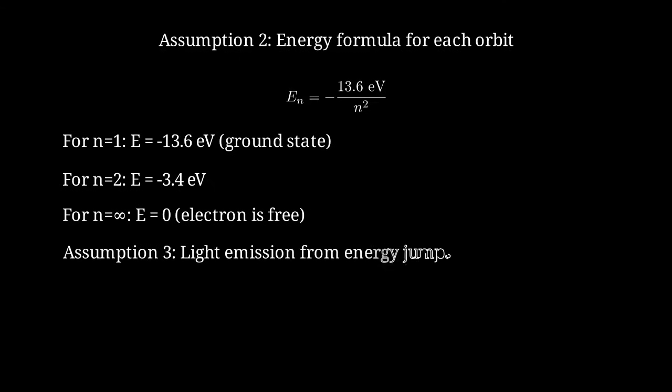Third, Bohr proposed that light is emitted when an electron jumps from a higher energy orbit to a lower energy orbit. The energy difference equals the photon energy. Delta E equals E sub n2 minus E sub n1 equals hf equals hc over lambda, where h is Planck's constant, f is the frequency, and c is the speed of light.